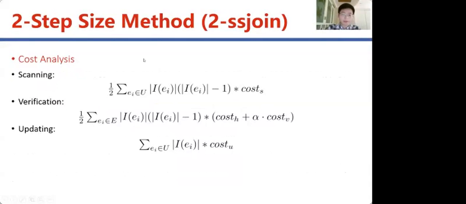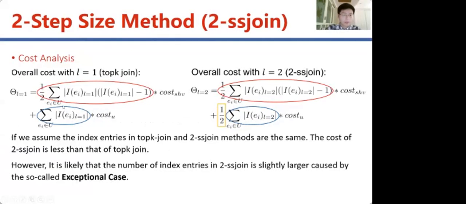To help understanding, we explain our idea by comparing the top K-join method and the 2-step size method. The computational cost of the methods includes 3 aspects: scanning the inverted list, candidates verification, and updating in each iteration. Then we can formalize the overall cost of top K-join and the 2SS join methods as the equations.